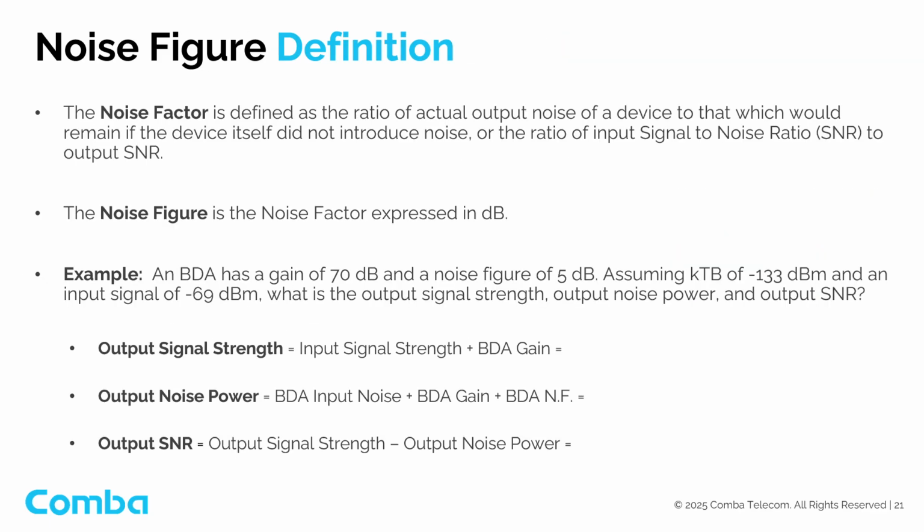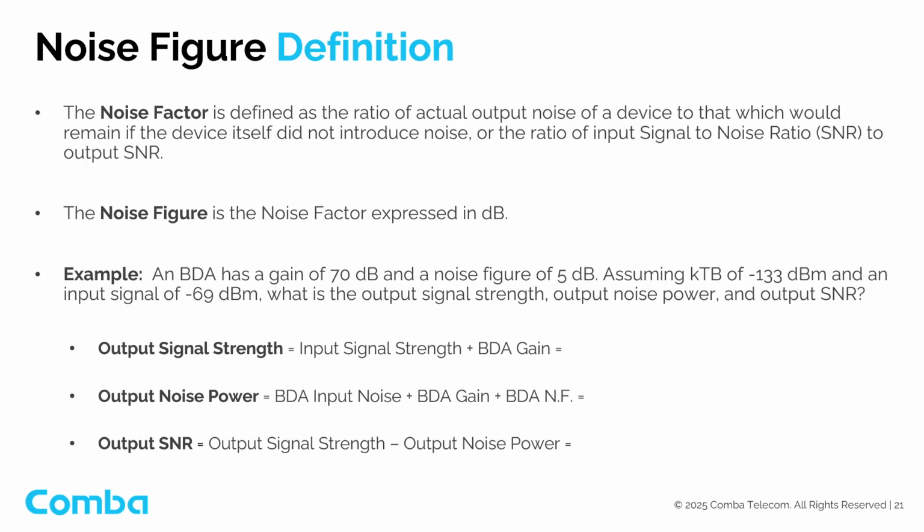The noise factor is defined as the ratio of actual output noise of a device to that which would remain if the device itself did not introduce noise. Or in other words, the ratio of input signal to noise ratio to output signal to noise ratio. On the other hand, the noise figure is the noise factor expressed in decibels. The noise figure specifications of a BDA should be listed on the manufacturer's datasheet. This information is required to perform a proper noise link budget.